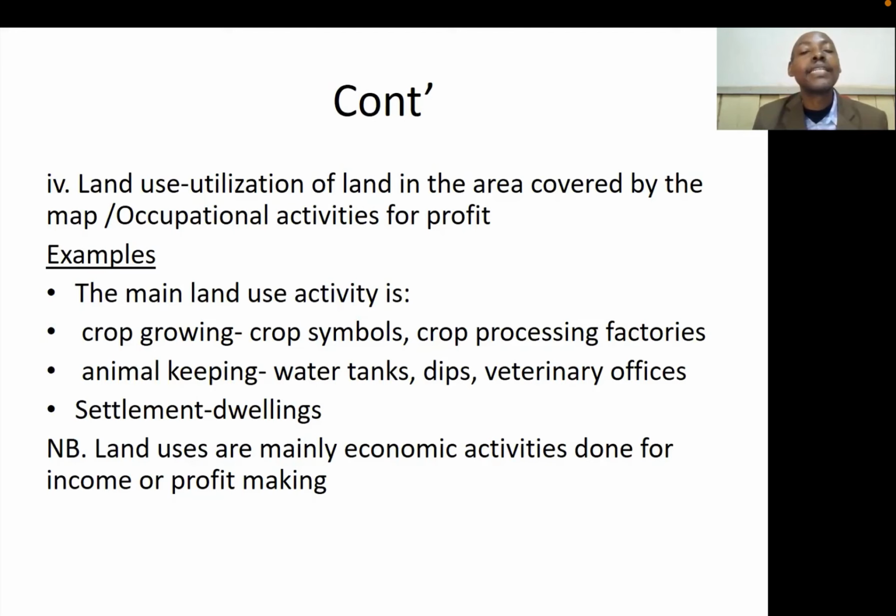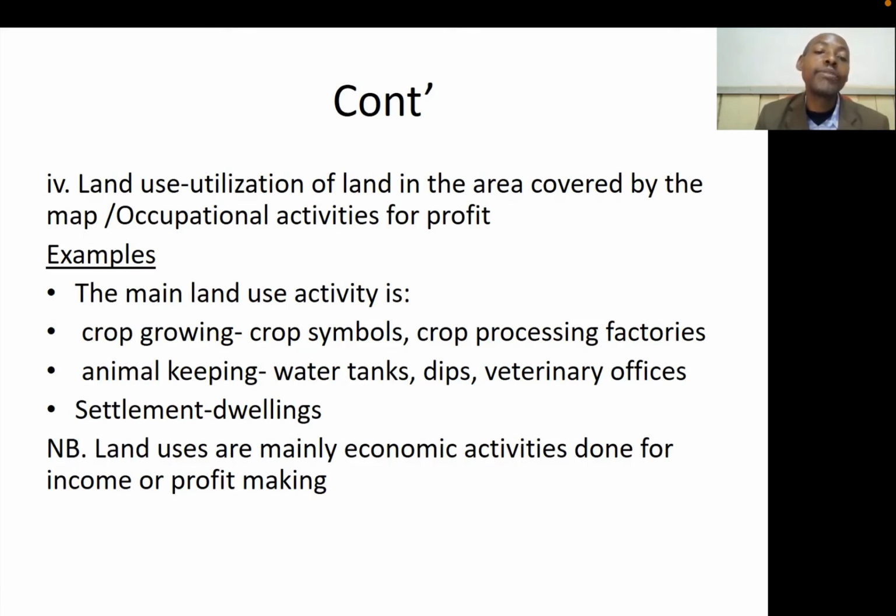For instance, crop processing factories can have tea factories, coffee factories in the area. This will suggest that either in the whole area covered by the map or a part of it, there is crop growing. The other activity could be land use, could be animal keeping. This will be evidenced by the presence of cattle dips, veterinary offices, and water tanks.